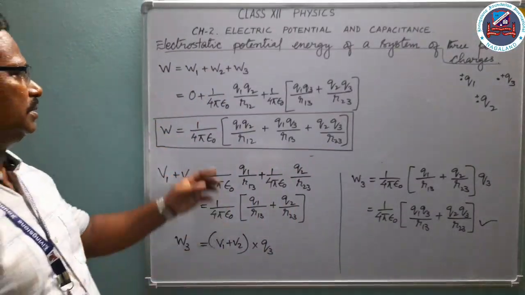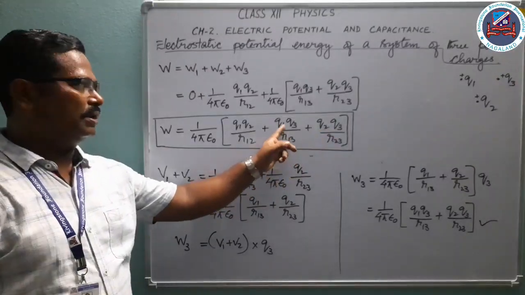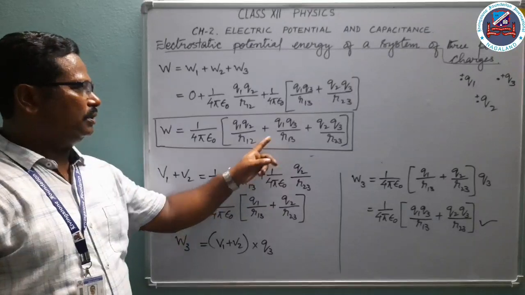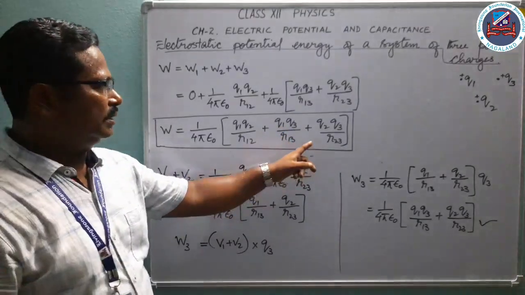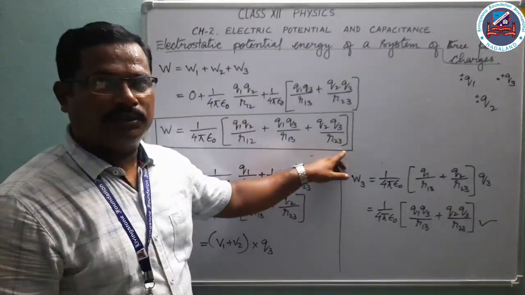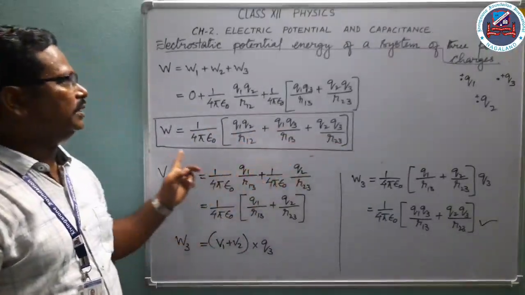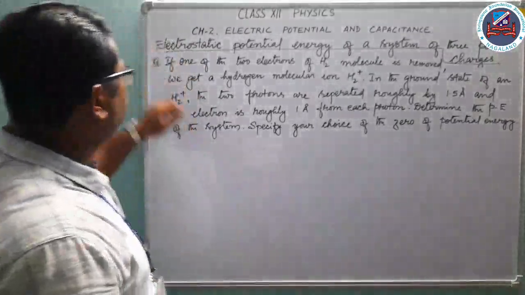So it's very simple to remember: 1 2, 2 3 and 1 3. And whenever you do 1 2, distance will be from 1 to 2. Charge 1 and 3, distance will be from 1 to 3. And charge 2 3, distance will be from 2 to 3. So let us do a numerical based on this formula and see. Let us solve this question and see.